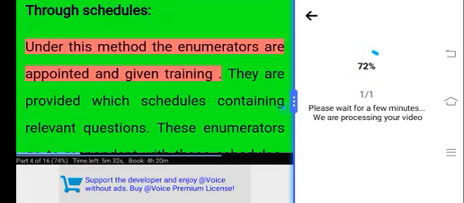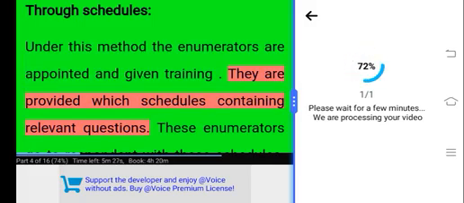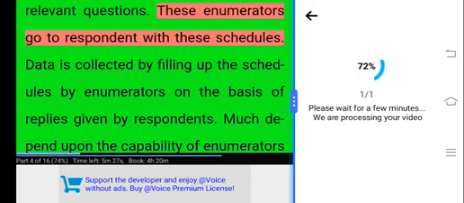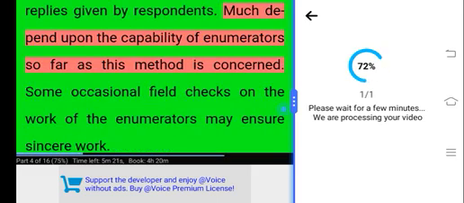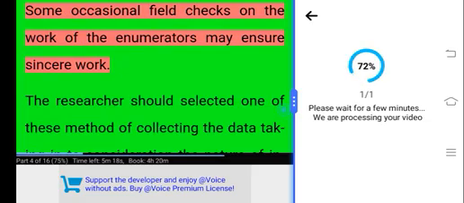Through schedules. Under this method, the enumerators are appointed and given training. They are provided with schedules containing relevant questions. These enumerators go to respondents with these schedules. Data is collected by filling up the schedules by enumerators on the basis of replies given by respondents. Much depends upon the capability of enumerators so far as this method is concerned. Some occasional field checks on the work of the enumerators may ensure sincere work.